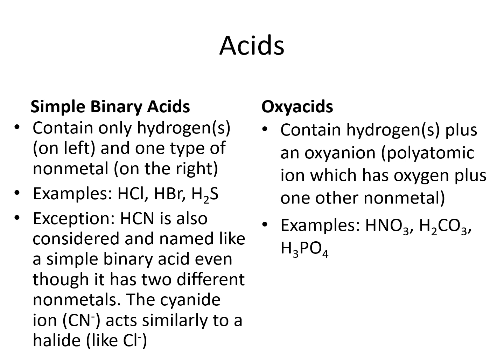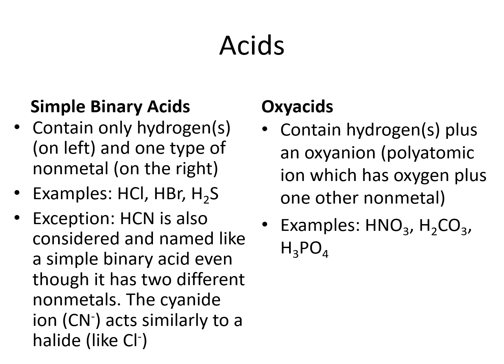We are also going to treat HCN like a simple binary acid, even though it contains hydrogen plus two different elements. The cyanide ion acts similarly to halide ions, such as chloride. It is small and has a -1 charge. The cyanide ion does not contain oxygen. Because of those things, HCN gets named as a simple binary acid.